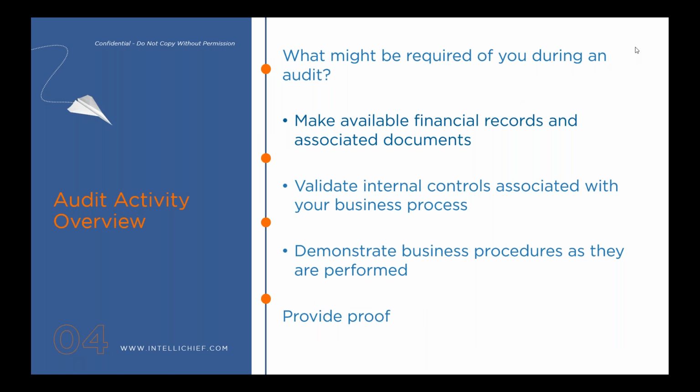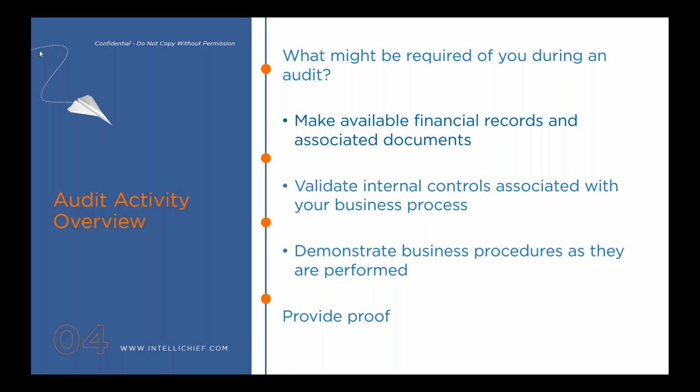As we start to dive in here, regardless of the audit scenario that you're faced with, you can think about it in terms of the activity that you may have to do. So what's really required of you in this audit process? What we've seen a lot of times is that it involves making your financial records and associated documents available. We've seen requirements to provide things like AP invoices, and not just the AP invoice, but the related documents, maybe the check or a receiver that goes along with it.